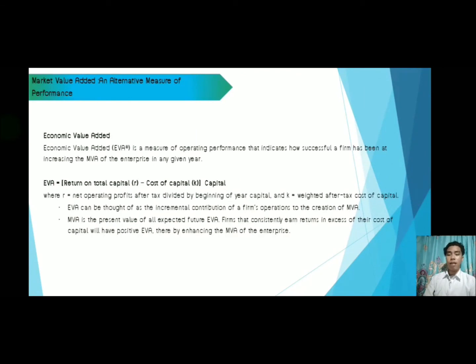Then, economic value added. Economic value added is a measure of operating performance that indicates how successful a firm has been at increasing the MVA of the enterprise in any given year. EVA is defined as return on capital, or R, less the cost of capital, or K, where R is the net operating profits after tax divided by beginning of the year capital, and K is the weighted after-tax cost of capital.